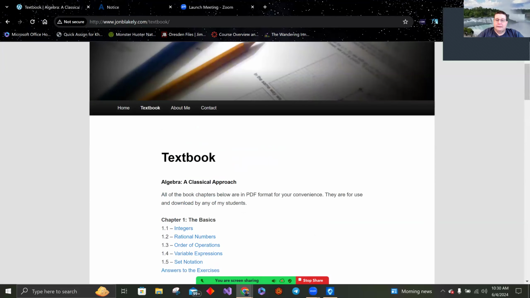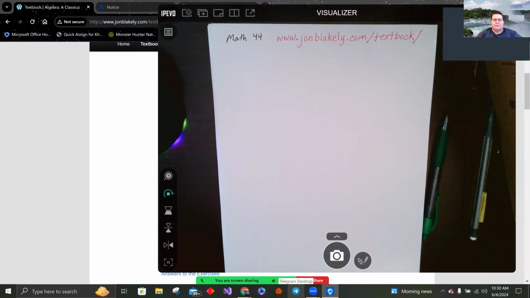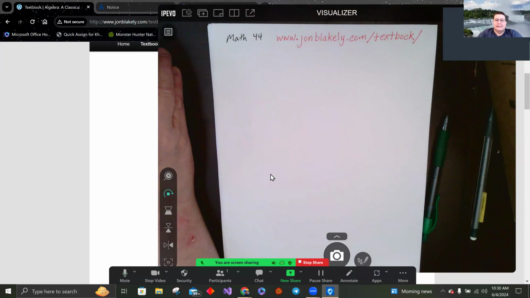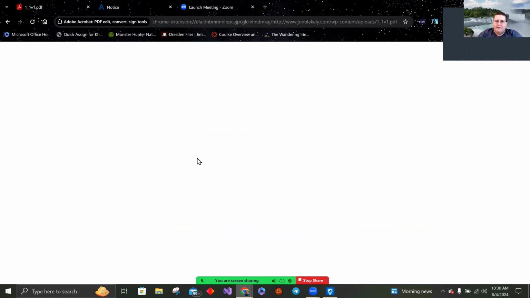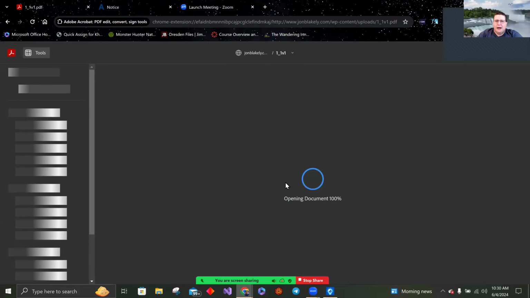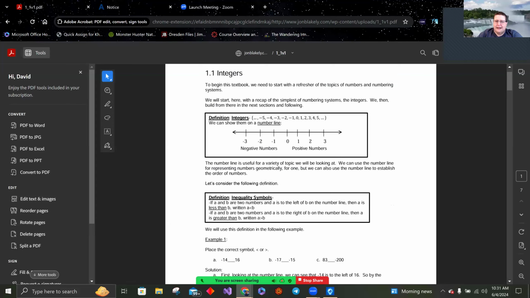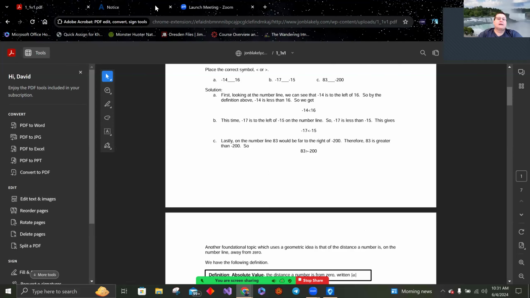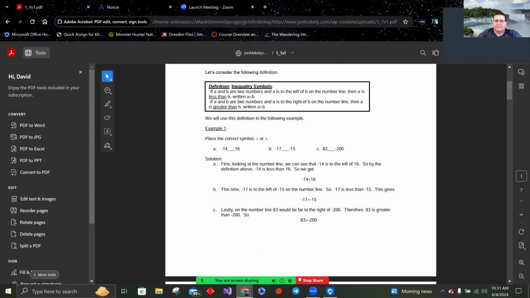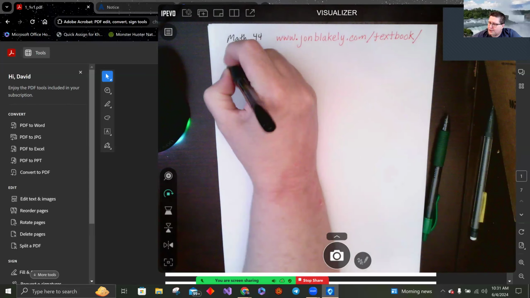Let's hop into it. So the first section I'm doing, if you take a look at the list, is stuff on integers. If you like reading the textbook, please feel free to do so. It's all PDF, it's all easy to access. We're going to be going over a bunch of this stuff right now, practicing some operations. So 1.1 is on integers.